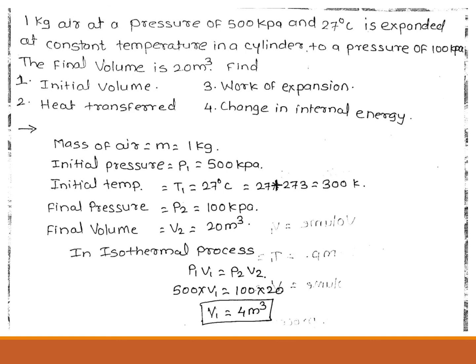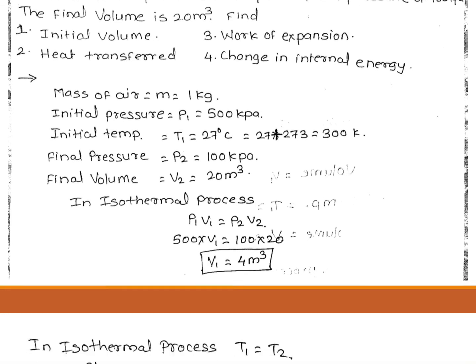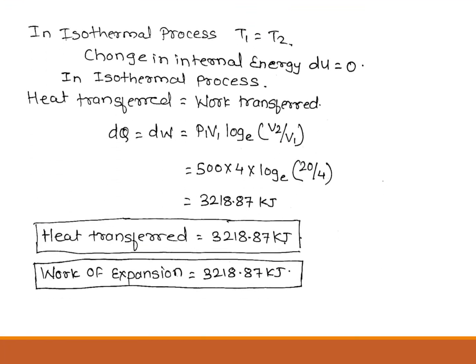So in an isothermal process, the PVT relation is P1 V1 is equal to P2 V2. In this formula we get the initial volume. So V1 is equal to 4 meter cube. In an isothermal process, T1 is equal to T2. So the change in internal energy is 0 because temperature remains constant.